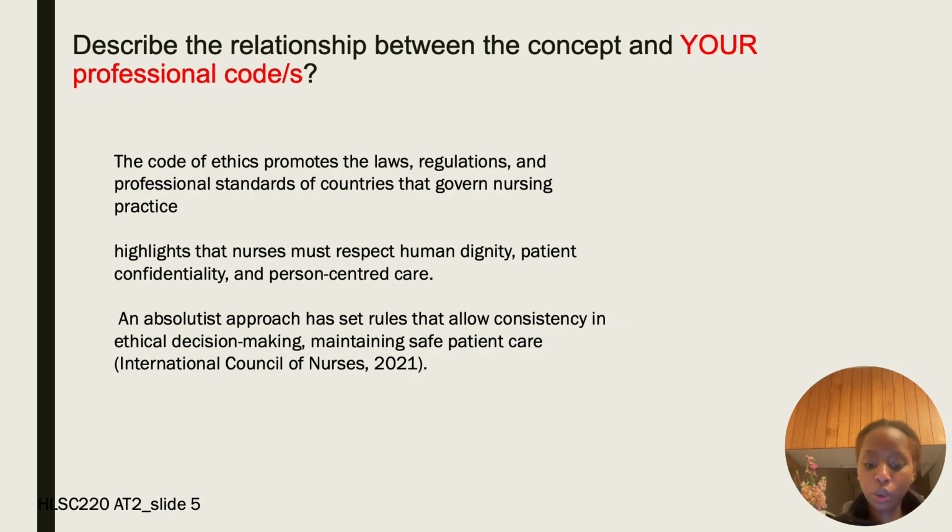The Code of Ethics promotes the laws, regulations, and professional standards of countries that govern nursing practice. It highlights that nurses must respect human dignity, patient confidentiality, and person-centered care. These rules universally apply to all nurses regardless of circumstance. The Nursing Code of Ethics reflects absolutist principles as it establishes universal ethical standards that are meant to be upheld no matter the circumstance. With these codes, nurses can navigate ethical dilemmas that may arise, and they can rely on the absolutist approach to guide their next steps. An absolutist approach has set rules that allow consistency in ethical decision-making, maintaining safe patient care.